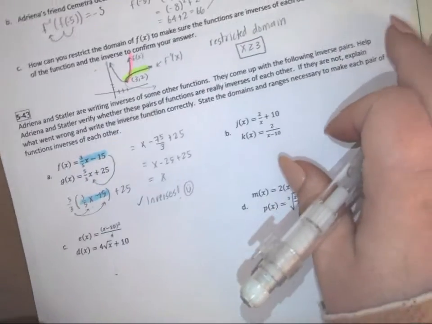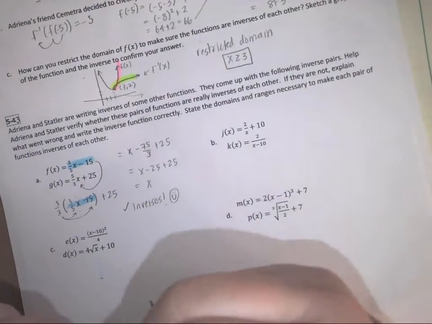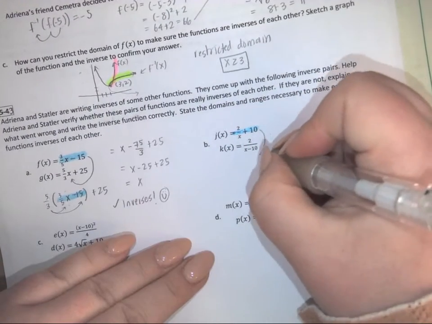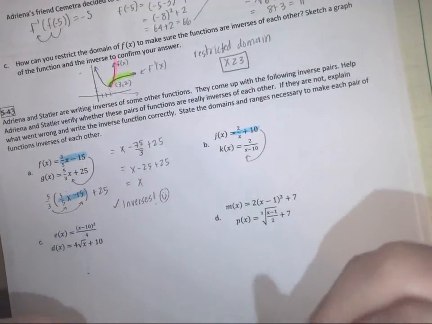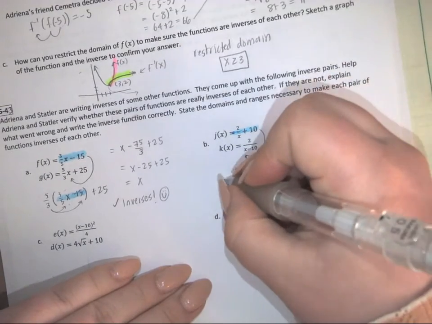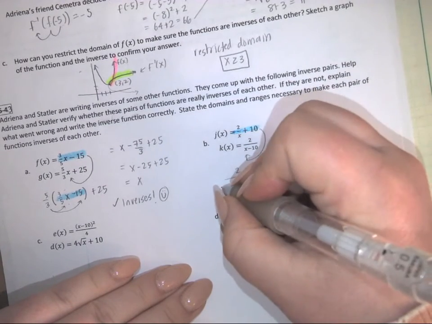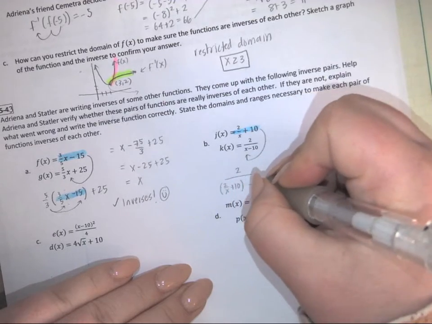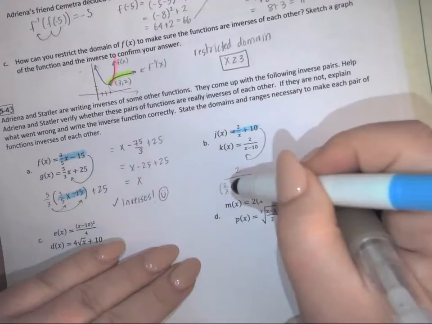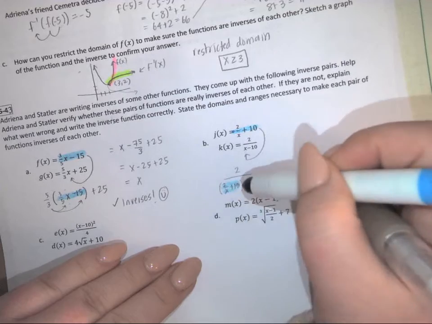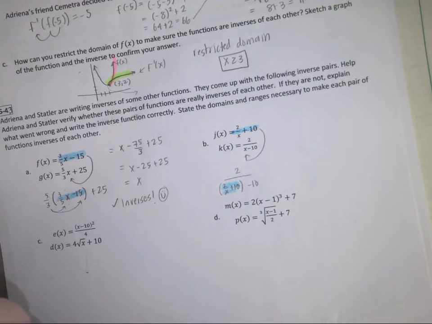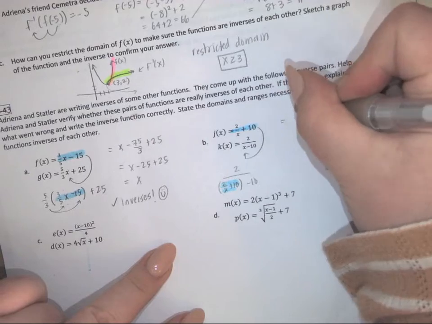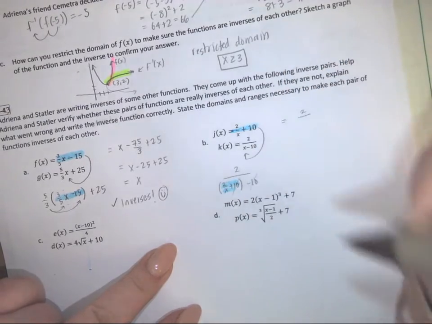Okay, so same thing again. Want to plug the top one in for x here. So then you get 2 over x plus 10 minus 10. Plug that in there. And then you get 2, and then the plus 10 and the minus 10 cancel.